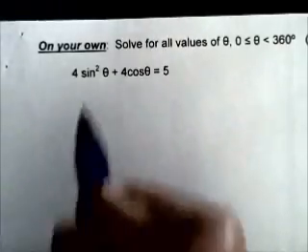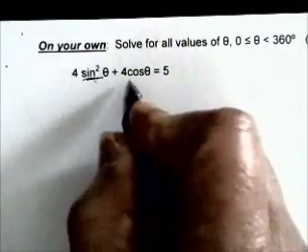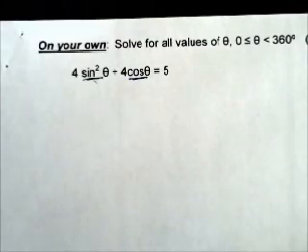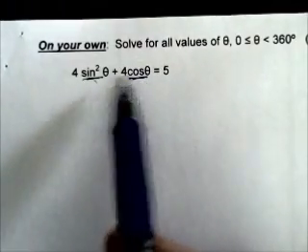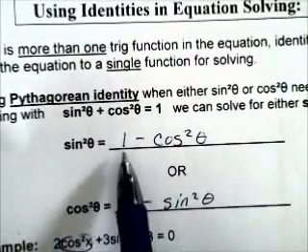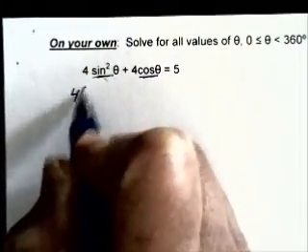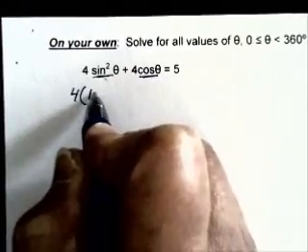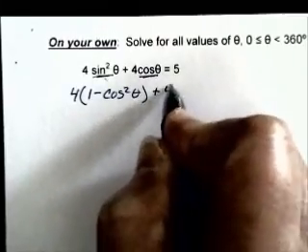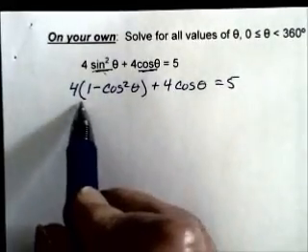We've got two different trig values here. We have sine, and then we also have cosine. Sine squared theta is what we will replace. You can't replace cosine theta with anything, but we can replace sine squared theta. From the other page, sine squared theta is equivalent to 1 minus cosine squared theta. So bring down the 4, replace sine squared theta with 1 minus cosine squared theta. Bring down the rest of the equation, plus 4 cosine theta equals 5. Now distribute.